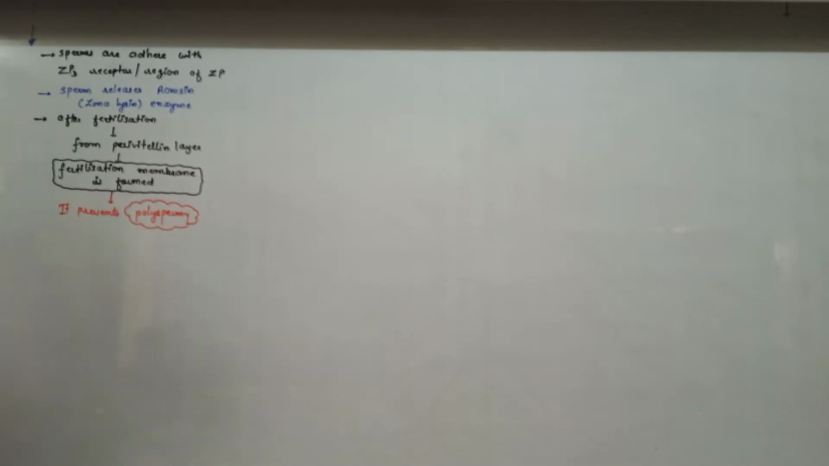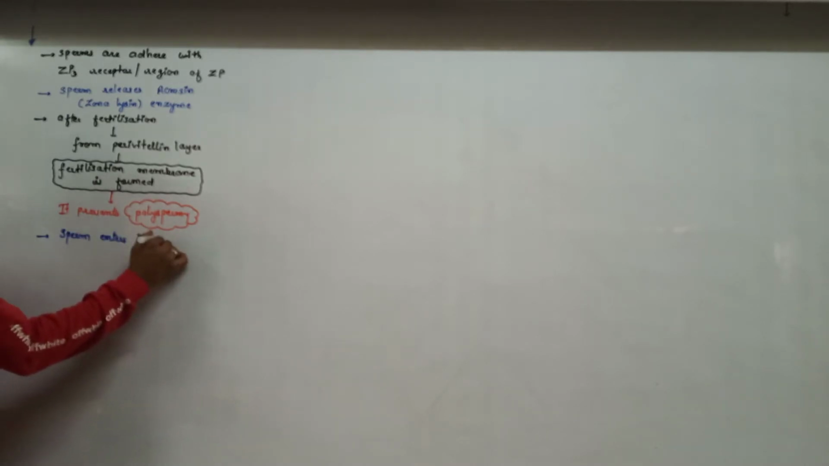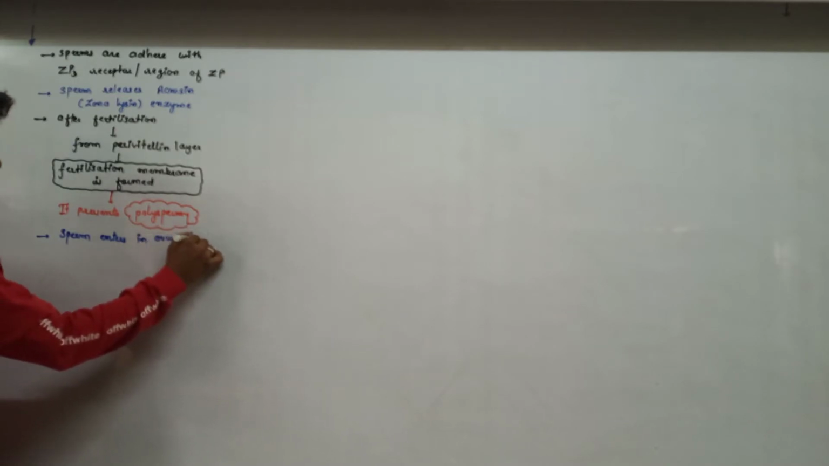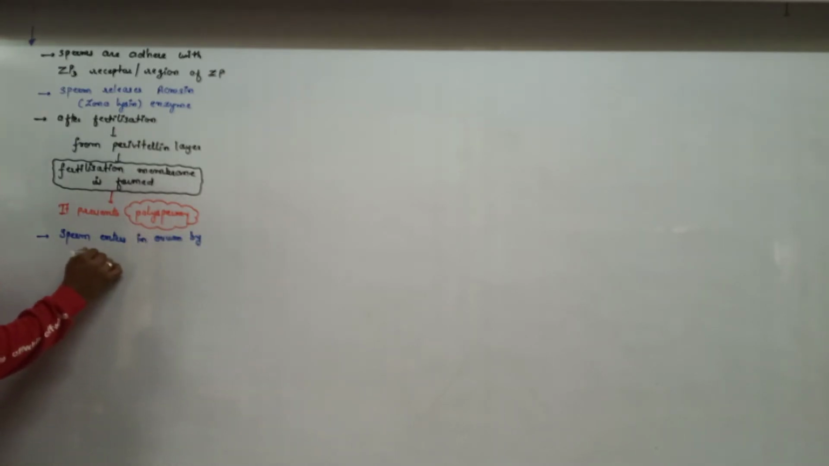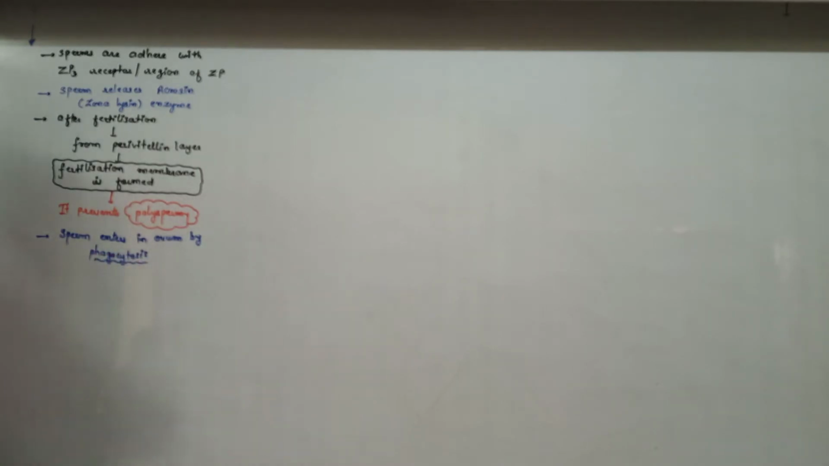Sperm enters inside the ovum. That method is by phagocytosis. Okay, sperm enters in ovum, the process is by phagocytosis. In mammals, only one sperm is able to enter inside the ovum.